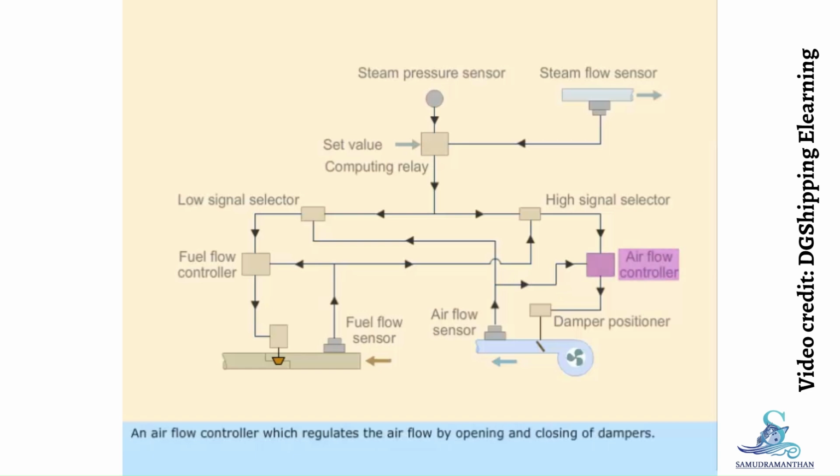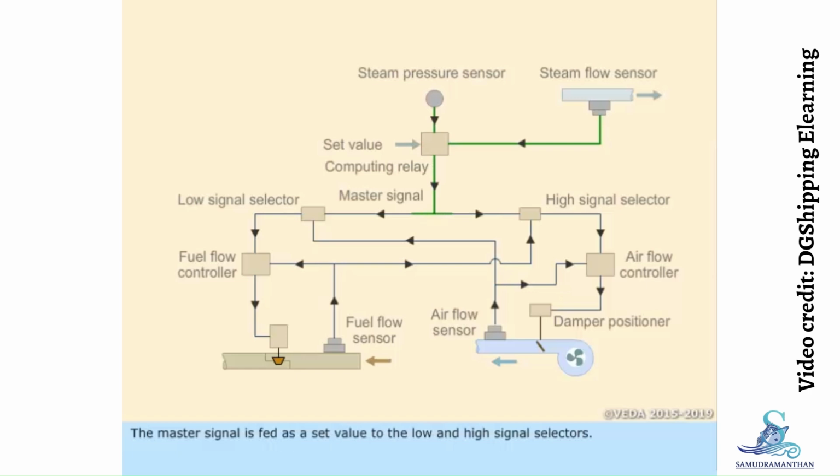An airflow controller regulates the airflow by opening and closing of dampers. The steam pressure and the flow signals are transmitted to a computing relay. The computing relay generates the master signal depending on the load of the boiler. This master signal represents the fuel requirements to the boiler.